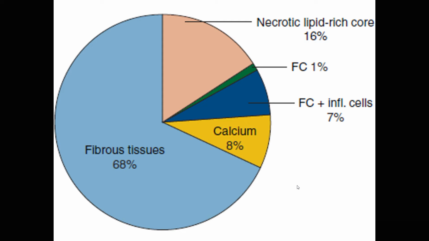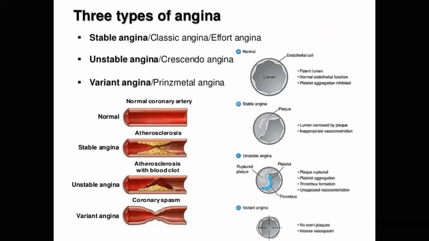In advanced ischemic heart disease, in fact, fibrous tissue, fibrosis, contributes 68% of the composition of the plaque. The lipid core contributes 16%, and calcification is also observed. Angina pectoris, or stenocardia, is a clinical syndrome presenting with attacks of chest pain. The chest pain is radiating, accompanied by shortness of breath, and sometimes even nausea and vomiting. The pain may irradiate to the left arm or to the mandible.